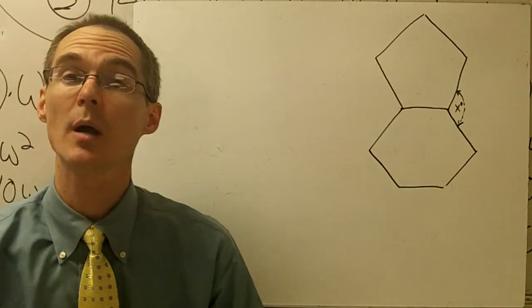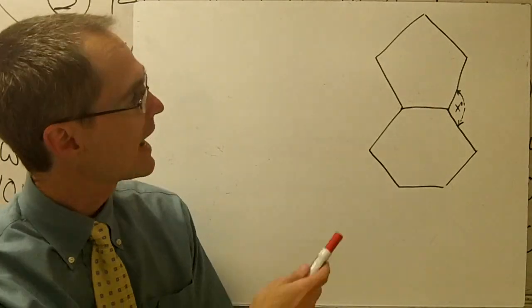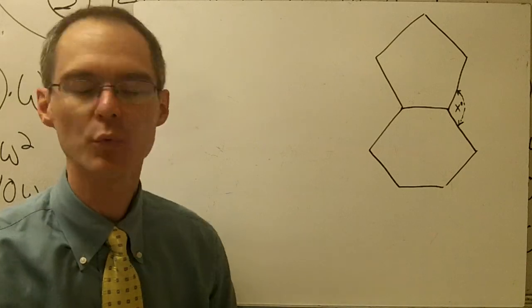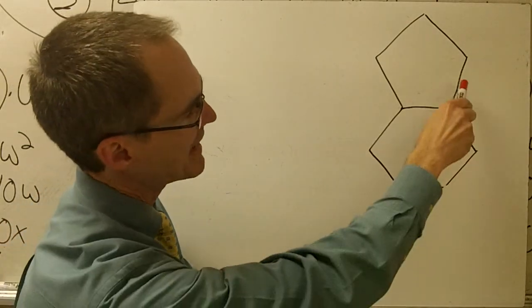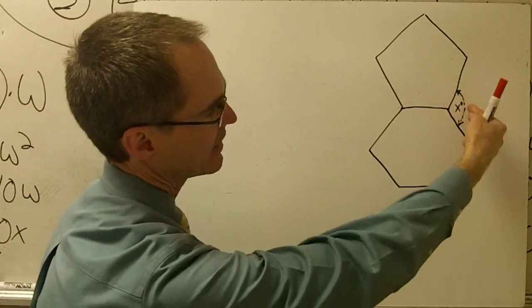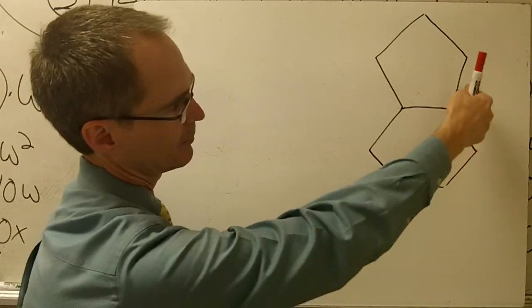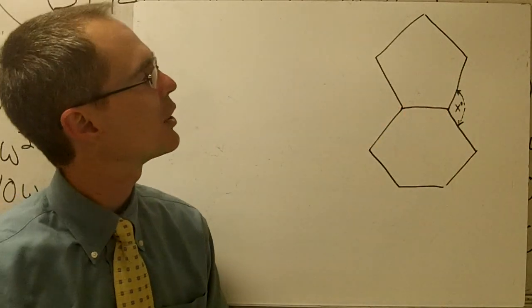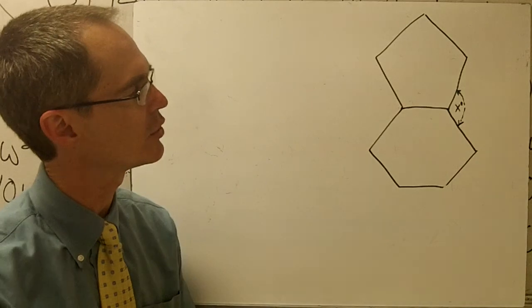So here's an interesting problem that I got a question about. I'm told that these two figures are both regular polygons, and I'm asked to find the measure of this angle right here, kind of formed between those two figures. There's a couple different ways that you could go about finding this angle.